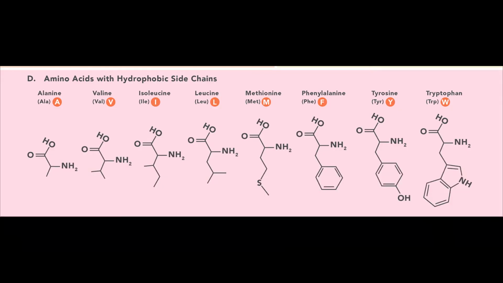Okay, amino acids with hydrophobic side chains, so they are not polar. You have alanine with just a methyl group, valine, isoleucine, leucine, methionine, as I mentioned earlier, a sulfur-containing group, phenylalanine, tyrosine, and tryptophan.